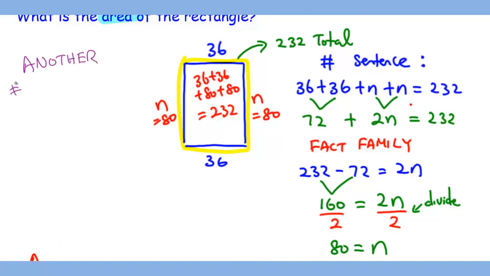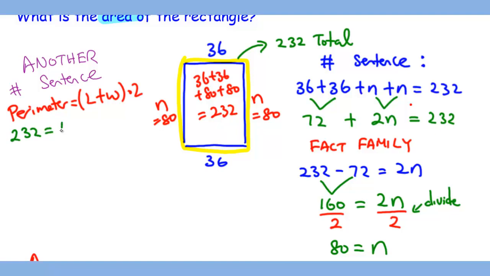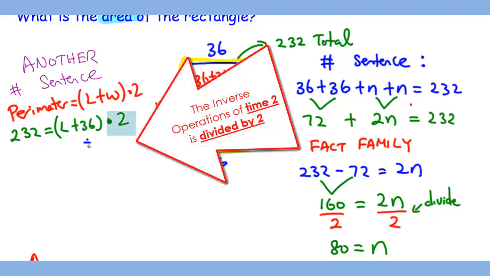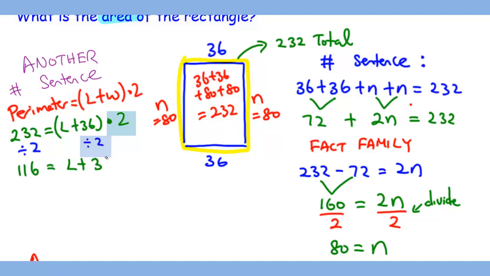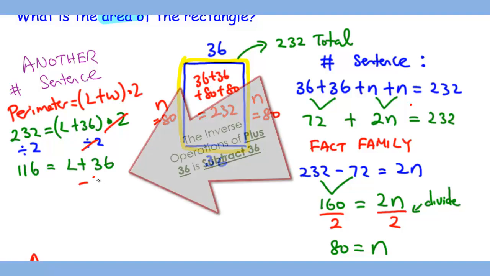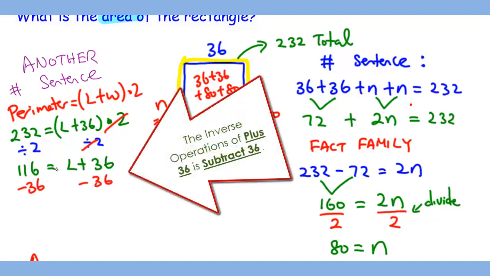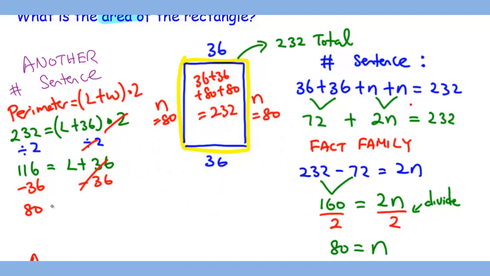Another way to solve this is using the perimeter formula, which is length plus width times 2, and the perimeter is 232, so the equation we can write is 232 equals the length plus the 36 in parentheses times 2, and to get rid of the 2 we will divide both sides by 2, and we get 116 equals L plus 36, and to get 1L using the fact family you will subtract 36, and we get 80 equals L, which is the same number we got from the other number sentence.